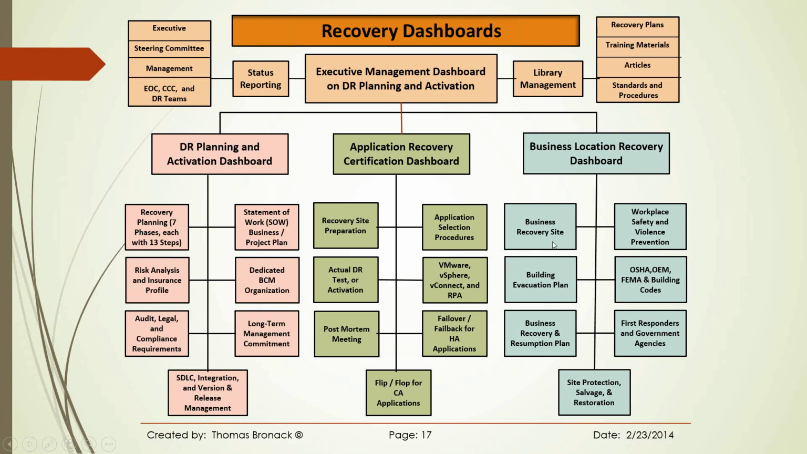Business location. You do a business impact analysis to begin with, then you develop a business recovery site, which is an alternate site that the business unit can move their people to continue business. You have to perform workplace safety and violence prevention because terrorism is big. You have to build an evacuation plan. You have to build a business recovery and resumption plan. And you have to communicate with the government and the first responders and the salvage and restoration people and suppliers and a bunch of other vendors.